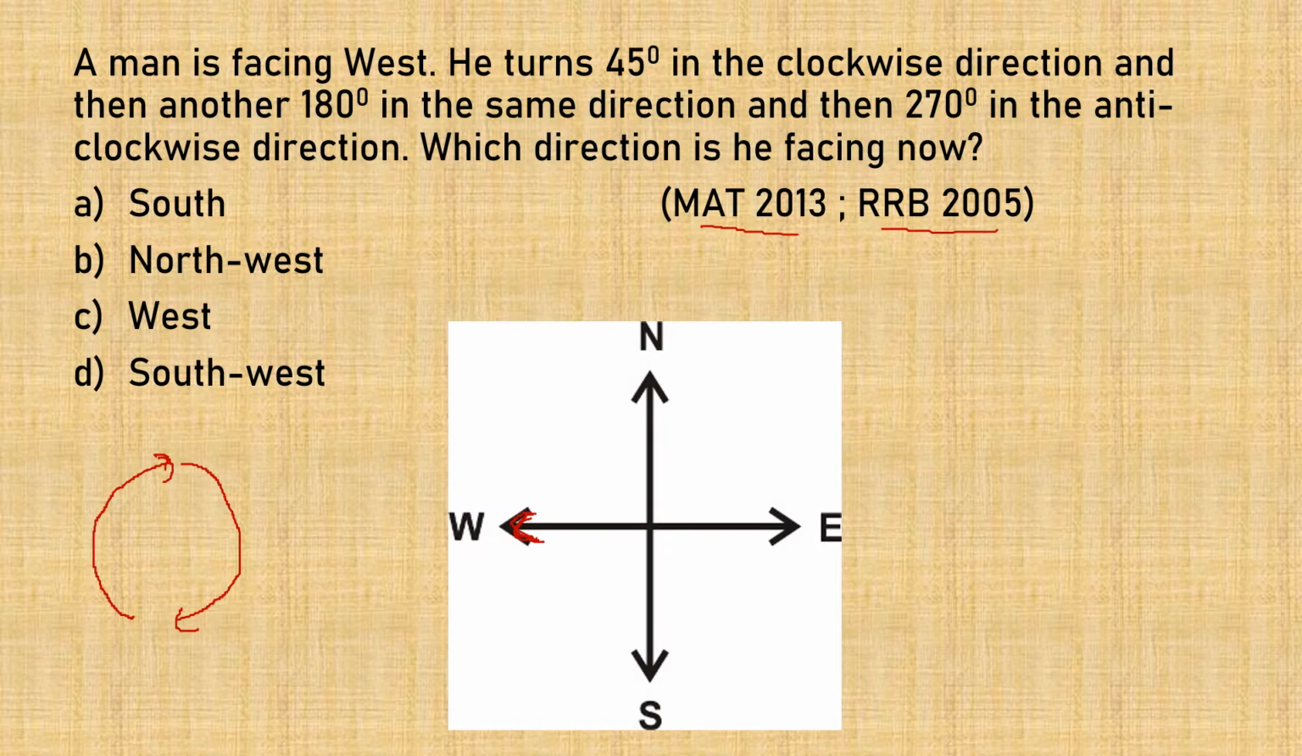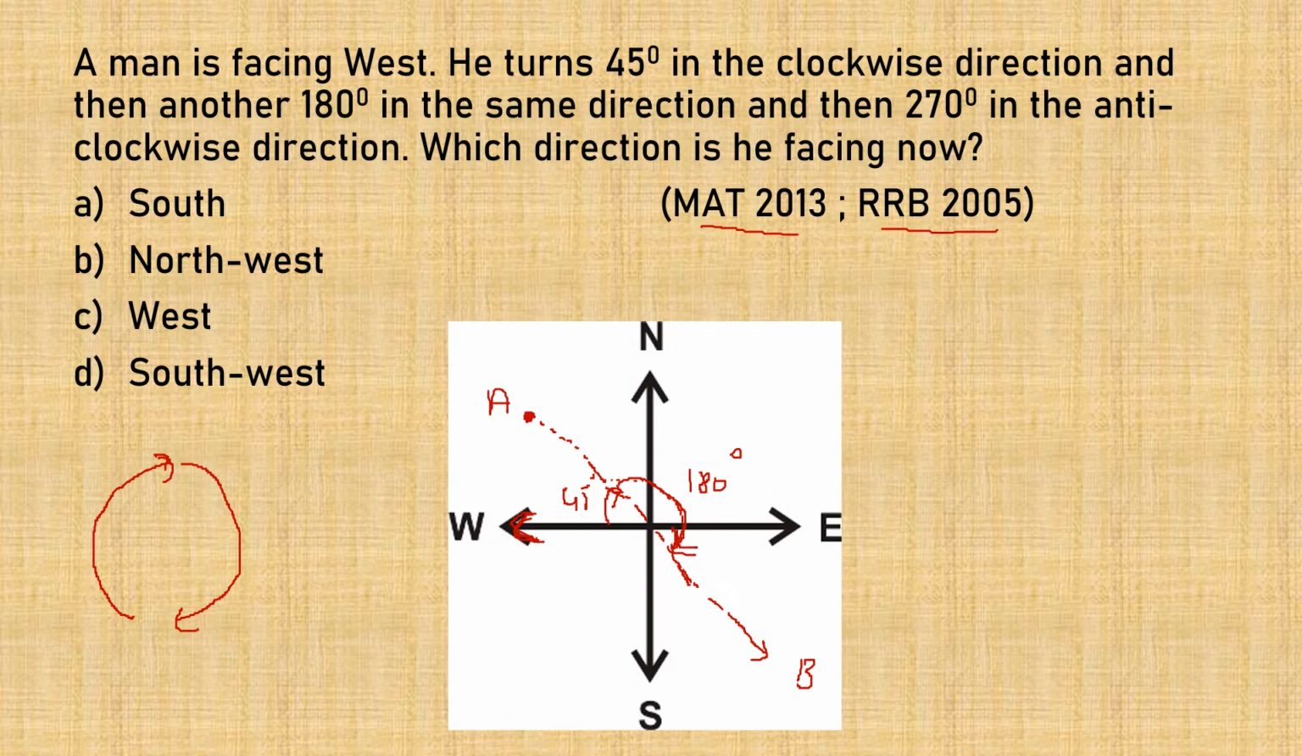So 45 degrees in the clockwise direction means this is 45 degrees. So the man reaches this point. Let us mark this as point A. And then another 180 degrees in the same direction. So after this 45, he takes a further move of 180 degrees in the same direction. So now the man reaches somewhere at this point. Let us mark this as point B. So this is now 180 degrees. First he moved 45 degrees, then he again moved 180 degrees, both in the clockwise direction.